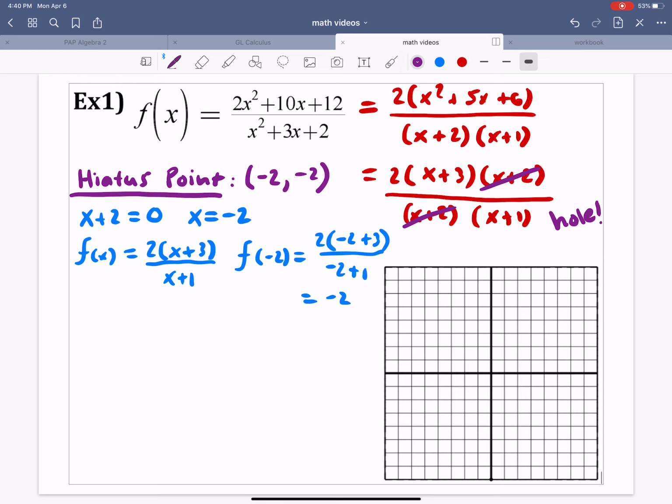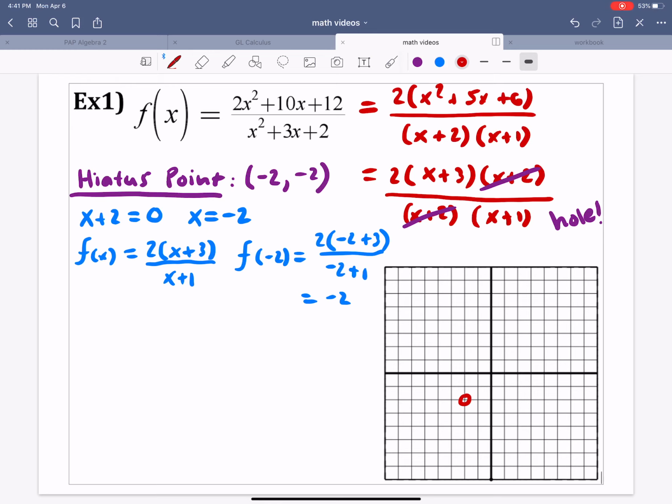So on your graph, what you're going to do is go over to -2, -2, and literally put a hole there. You're going to put an open circle there. That's not -2, -2. That's -2, +2. You silly goose, you. There it is. Okay, that's better. -2, -2. That's the location of your hole, your hiatus point.